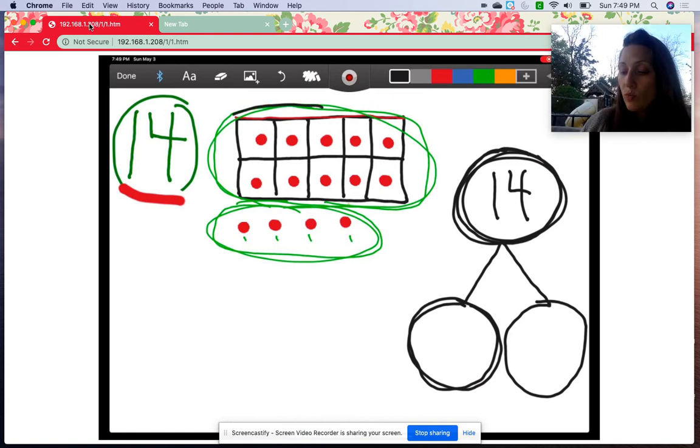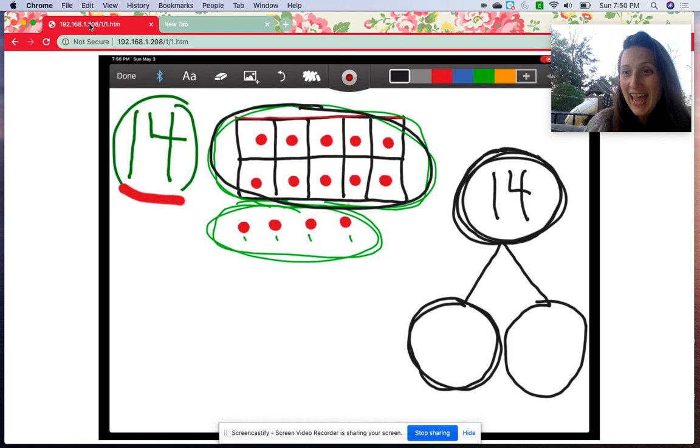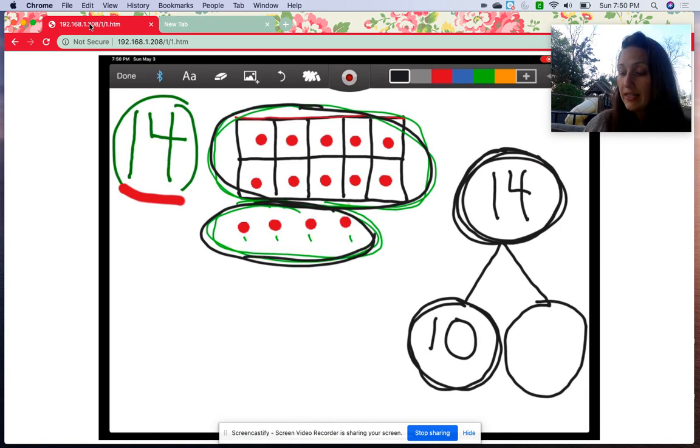Well, this is one of them. How many counters are in that first tens frame? 10. Good. So here we're going to write the number 10. And this is our second part. How many counters are in this second part underneath the tens frame? 1, 2, 3, 4. And that is our second number. 10 and 4 is 14.